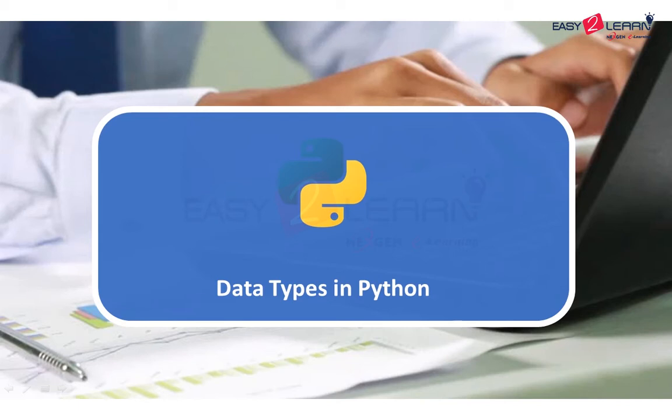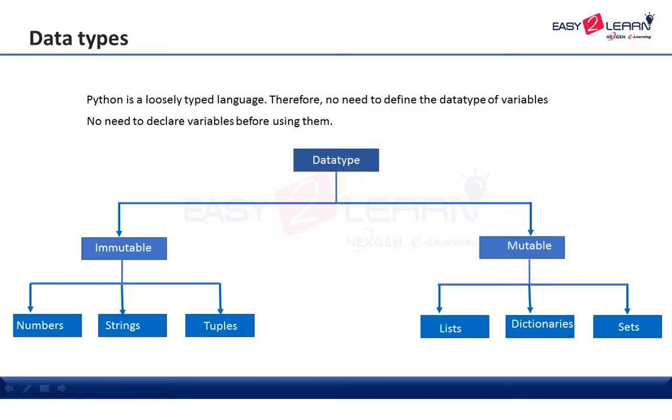Now in this session we are going to discuss the data types in Python. As we have seen, Python is a loosely typed language, and we do not need to define a data type for a variable. This is something that Python defines as per the value that you have given for that variable. Similarly, as we have seen, you can declare a variable wherever we need them.